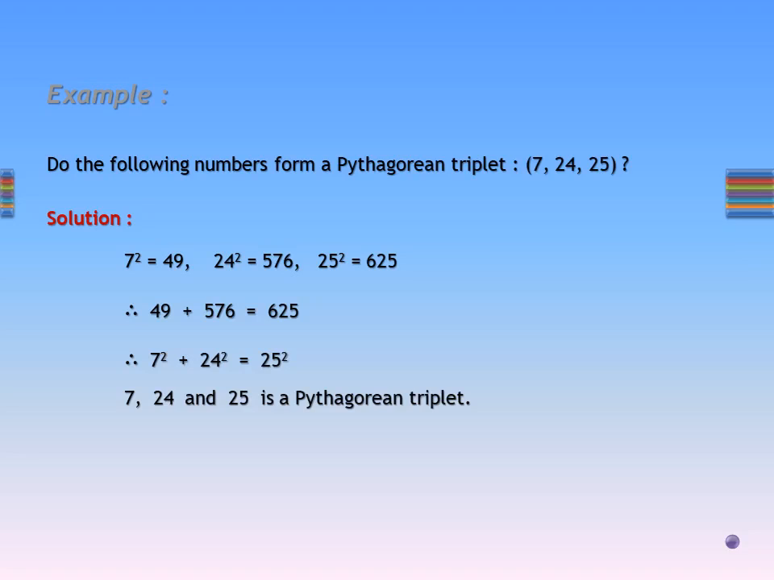And 25 is the biggest number and the square of 25 is 625. So let us check whether the sum of the squares of the other two numbers comes to 625. So 7 square 49 and 24 square 576, and 49 plus 576 comes to 625, which is equal to the square of 25. That means 7 square plus 24 square equals 25 square. Hence 7, 24 and 25 is a Pythagorean triplet.